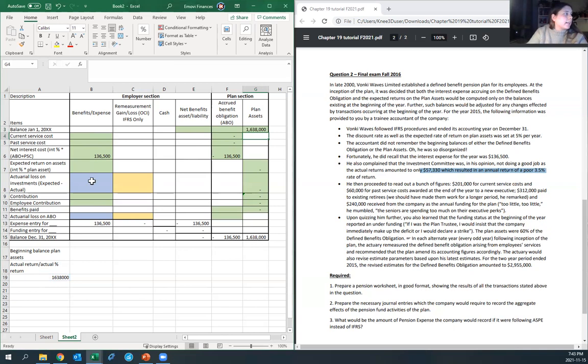And then our expected return on assets, we're going to find by doing 5%, what we use to calculate our expected rate of return, times the beginning balance of the plan assets. So that gives us, in the negative, $81,900.